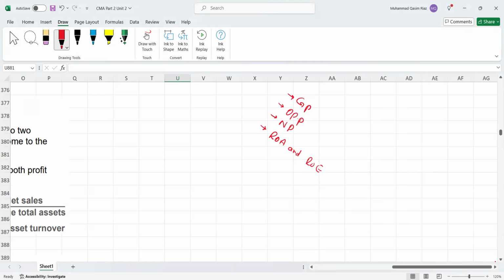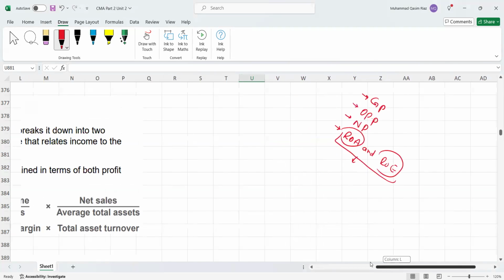Actually, today's topic is the continuation of these two ratios. We will study the DuPont model for return on assets and return on equity, because these two ratios are divided into component ratios. Those things we are going to discuss. So here we go.